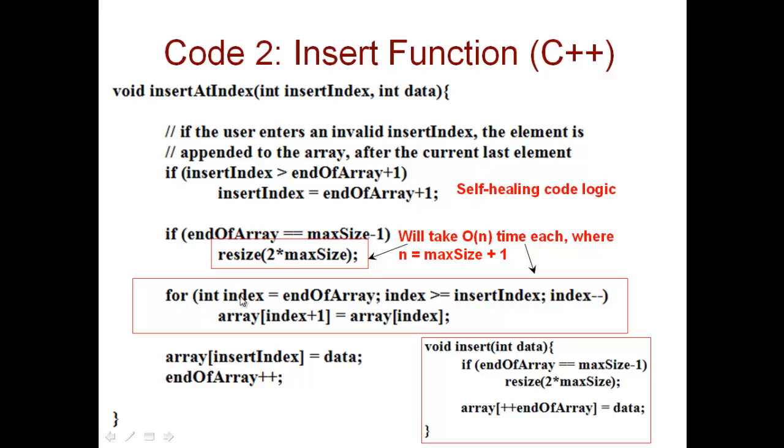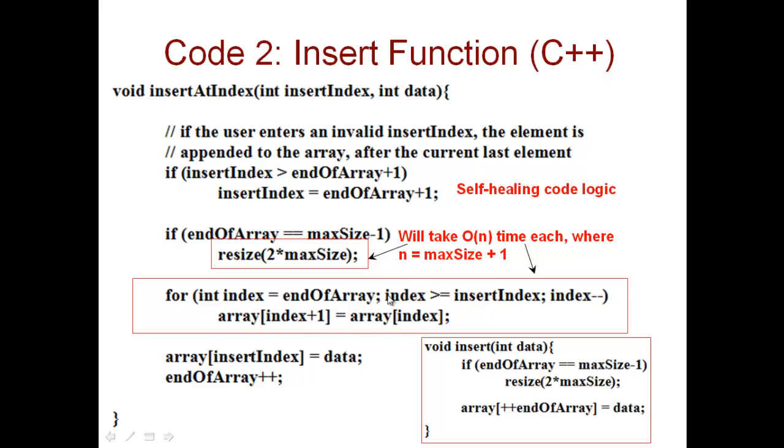So we'll run index equals end of array, which is 3. Again, this is a new for loop, which is in this function. So index is a local variable within the for loop. So index is 3. And look at this, index greater than equal to insert index. Insert index is 4 and index starts with 3. So is 3 greater than equal to 4? No. So we'll come out of the for loop right away.